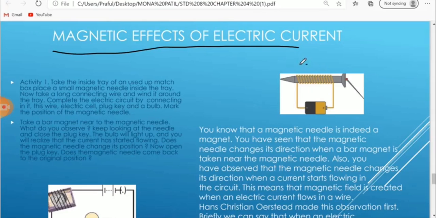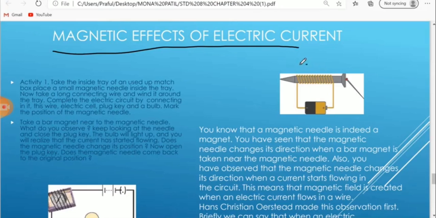Now, take a long connecting wire and wind it around the tray. Complete the electric circuit by connecting in it this wire, an electric cell, a plug key and a bulb. Mark the position of the magnetic needle.